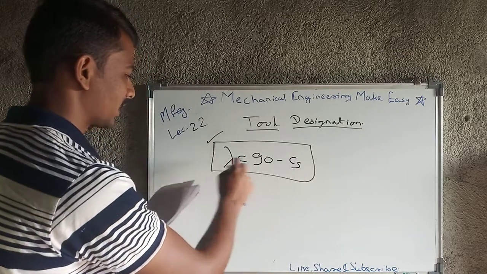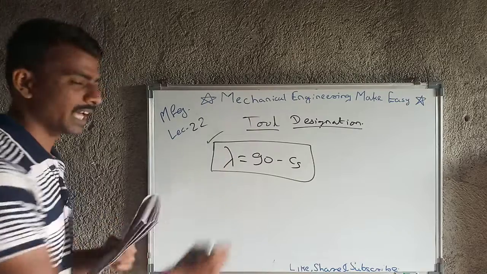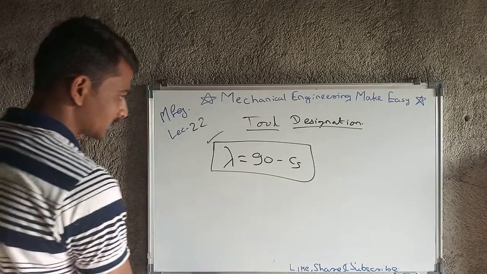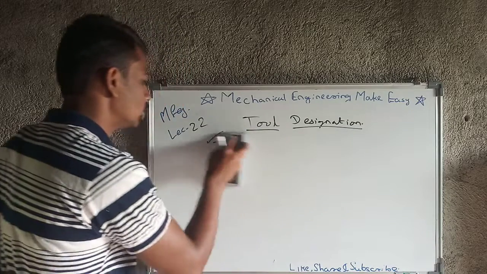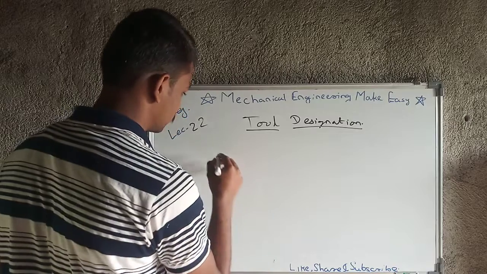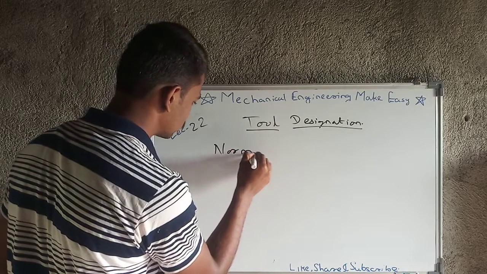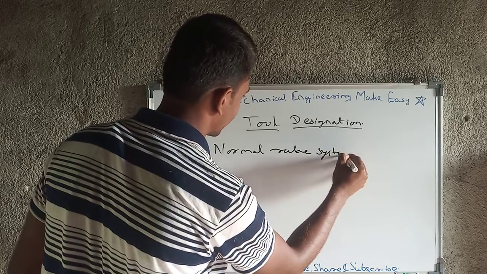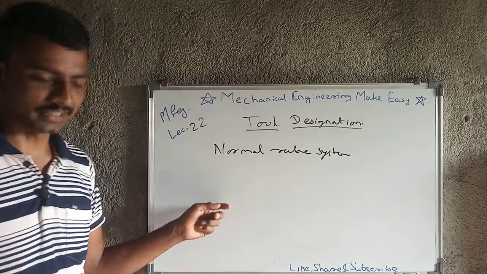There is the side cutting edge angle, and this is lambda. Lambda is nothing but the approach angle. Then there is the third system of tool designation, and that system is nothing but the normal rake system.